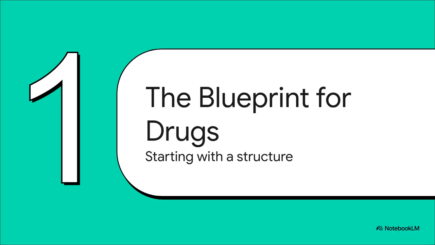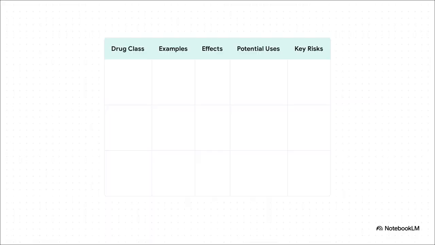All right, Section 1, the blueprint for drugs. Before we get into any of the specifics, we need a solid structure. Just think of it as a clean, empty grid that's just waiting for us to fill it in. And here it is. This is our blueprint. It's a simple table, but it's incredibly powerful.